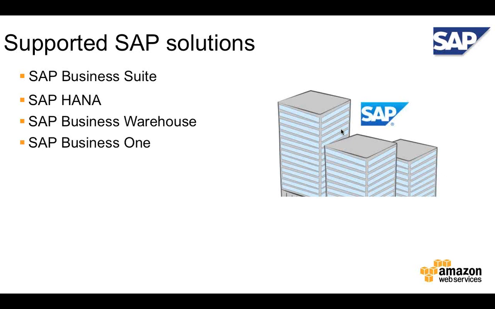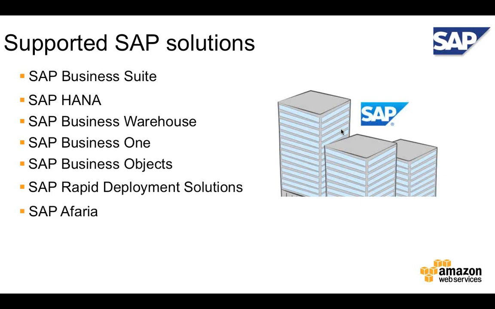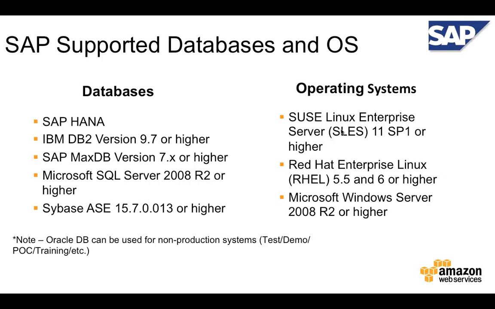As we look at small and medium enterprises, Business One is a smaller ERP solution that a lot of small and medium enterprises leverage. Business One can be deployed very quickly on AWS and you can be up and running in a matter of hours. Similarly, there are other solutions such as Business Objects for reporting, rapid deployment solutions, Afaria in the mobile device management space, and Hybris for e-commerce. So all this can be run productively on AWS today.